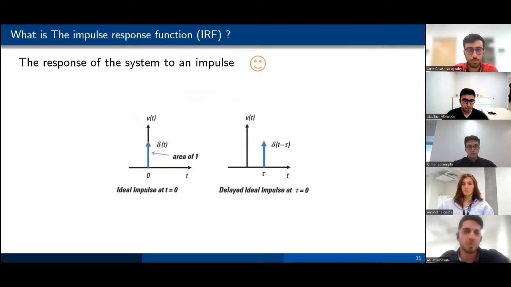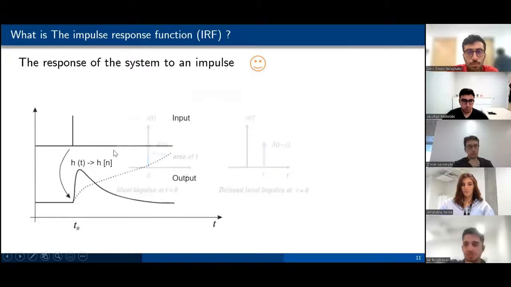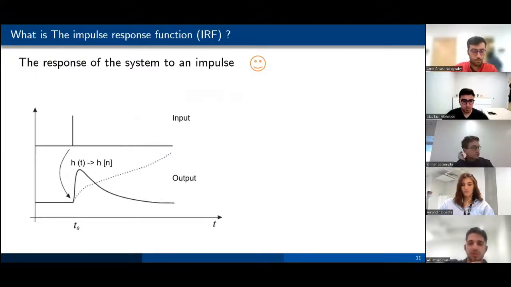So what is the impulse response function? The impulse response function is the response of the system to an impulse, which is a very recursive definition, but I'm going to explain it now. An impulse is basically a very sharp, fast and quick jump in the value of the input. This is also a mathematical construct, but in the real world, we can imagine it to be a very sudden shift and a sudden move in the value of the input.